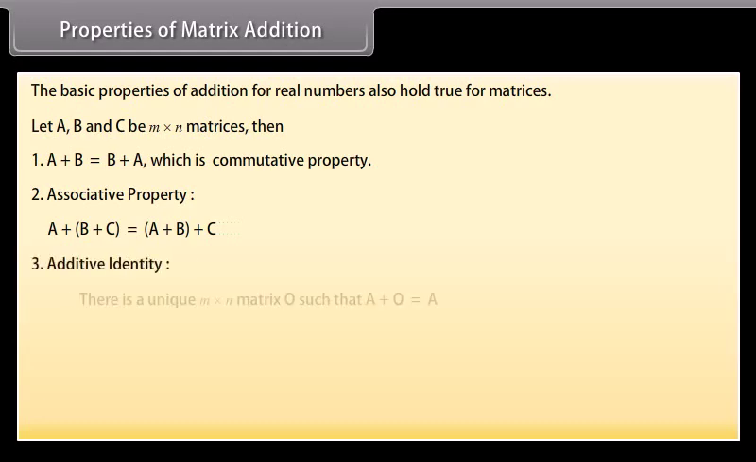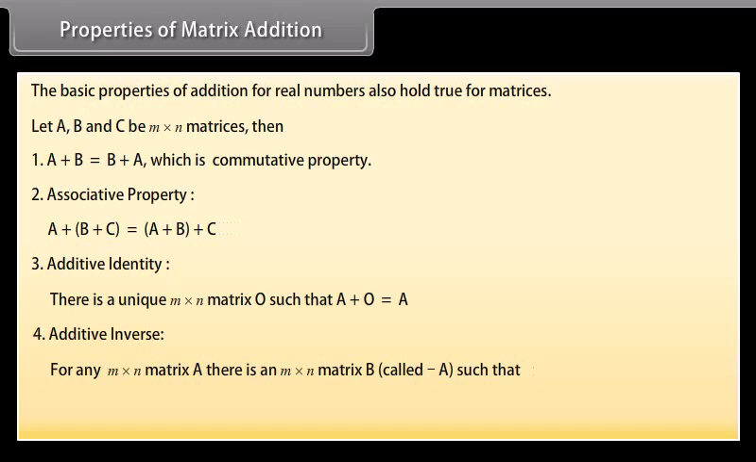Additive identity. There is a unique m by n matrix O such that A plus O is equal to A. Additive inverse. For any m by n matrix A, there is an m by n matrix B called minus A such that A plus B is equal to 0.